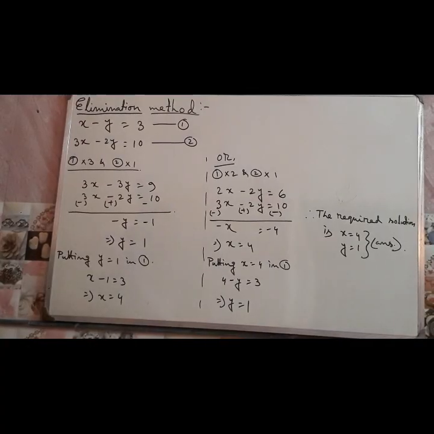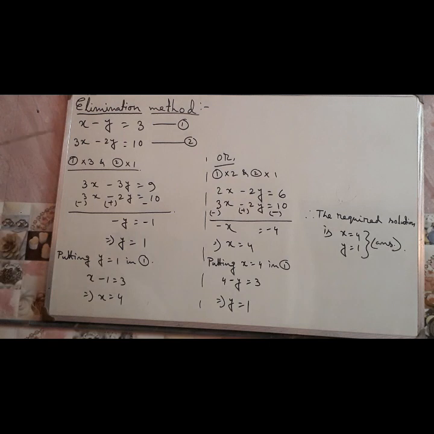In the elimination method, I take the example x minus y is equal to 3 and 3x minus 2y is equal to 10. These are the two equations. What is the elimination method? In the elimination method, we are to eliminate one variable to get the value of the other variable.